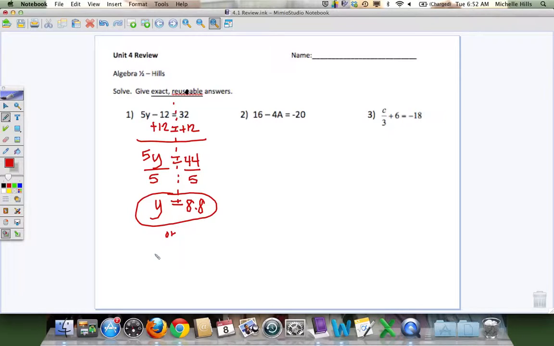Or, if I want to give it as a mixed number, that's okay as well. It would be 8 and 4/5. Y equals.